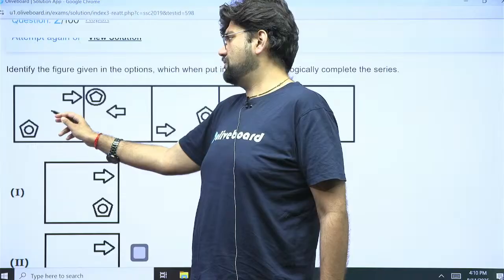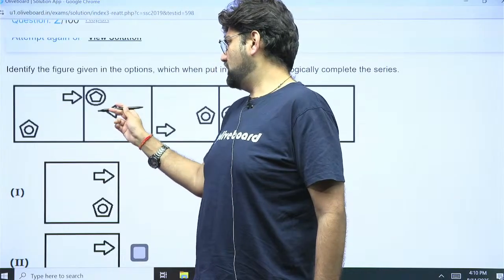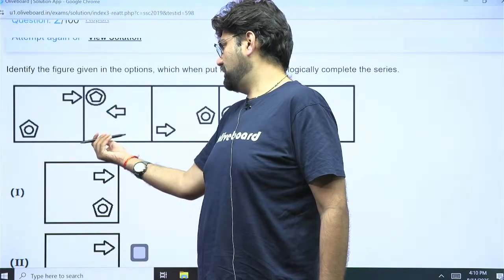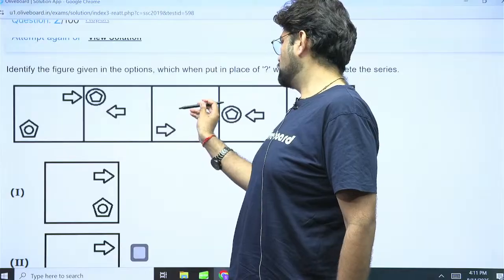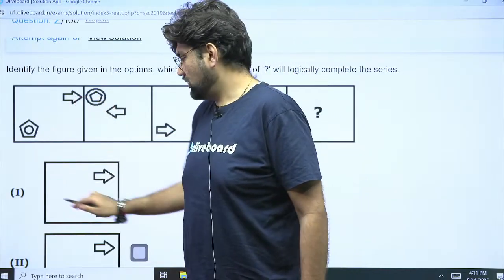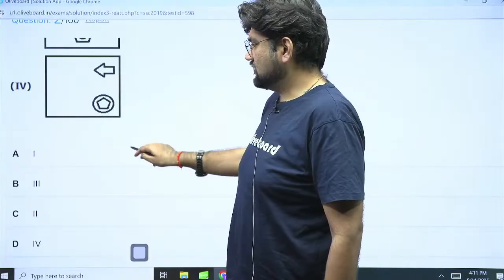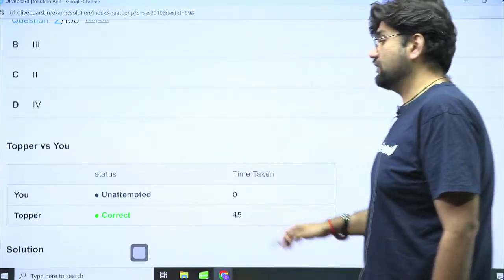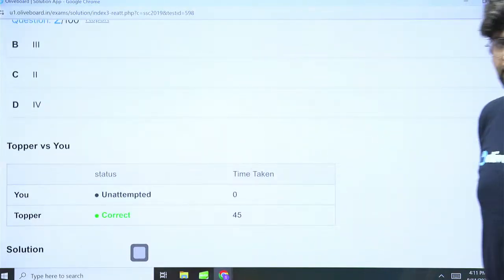So from here when it is coming in the middle, it's flipping. From here when it's going at the bottom, flipping again. It will come in the middle again, flip. So it will go at the top and it will come in this direction. Which is exactly what is happening in figure 1. So figure 1 is my correct answer. This was fairly easier and quicker. 45 seconds. Still a lot of time.